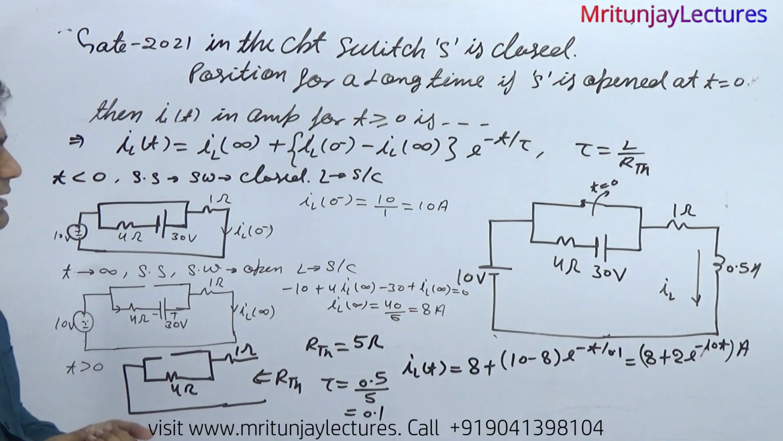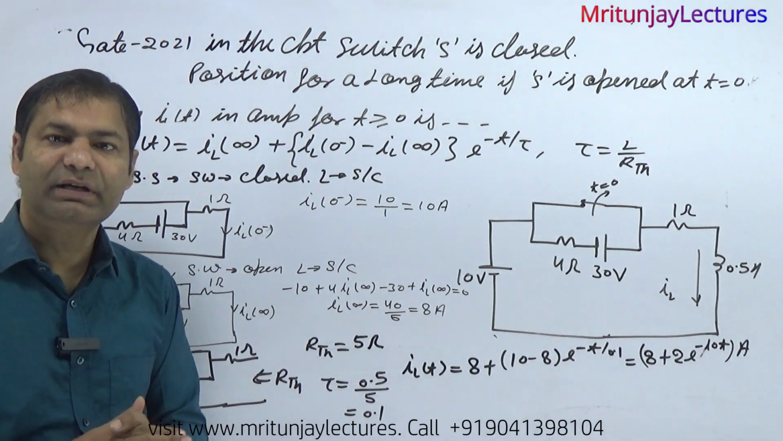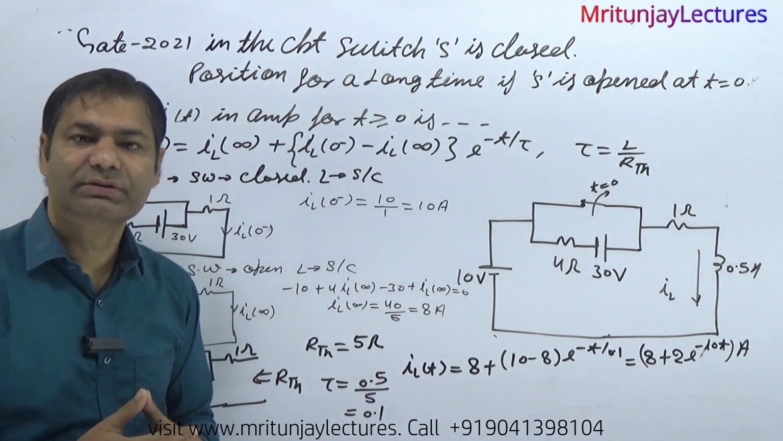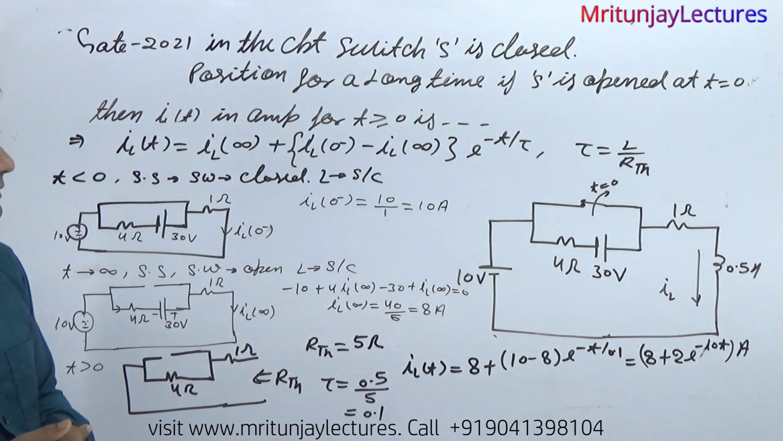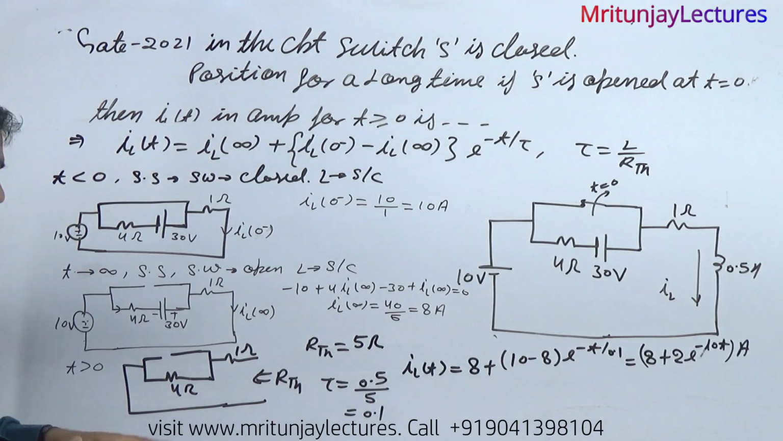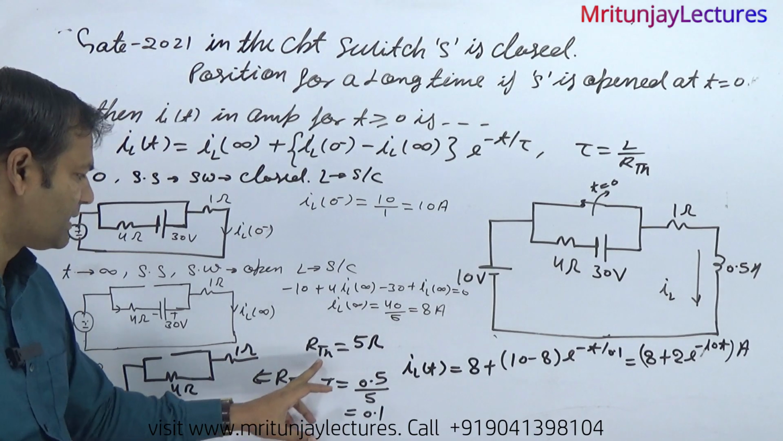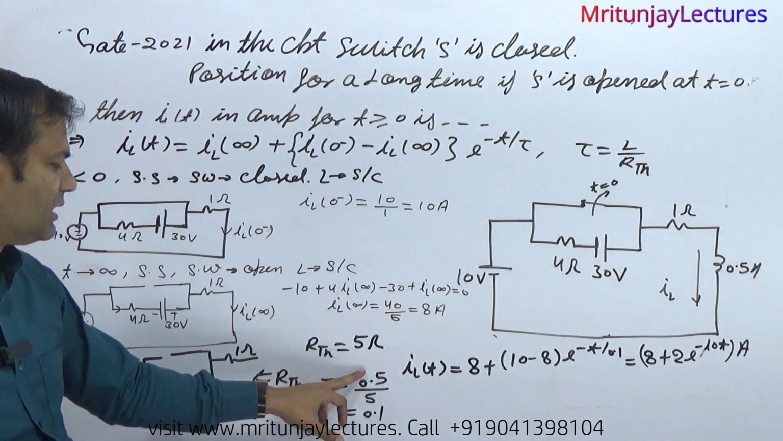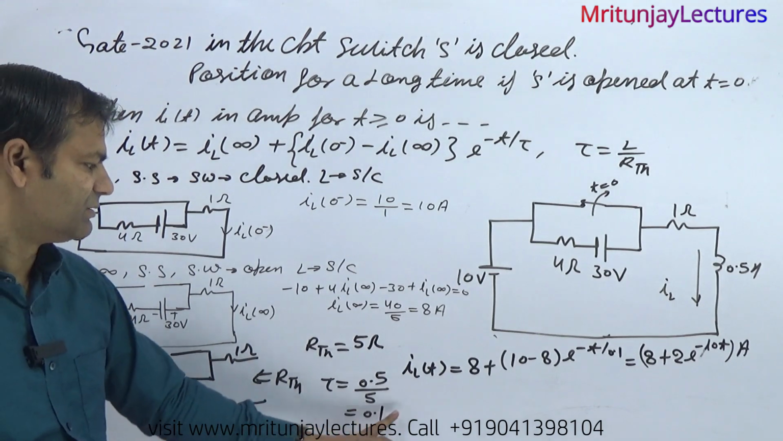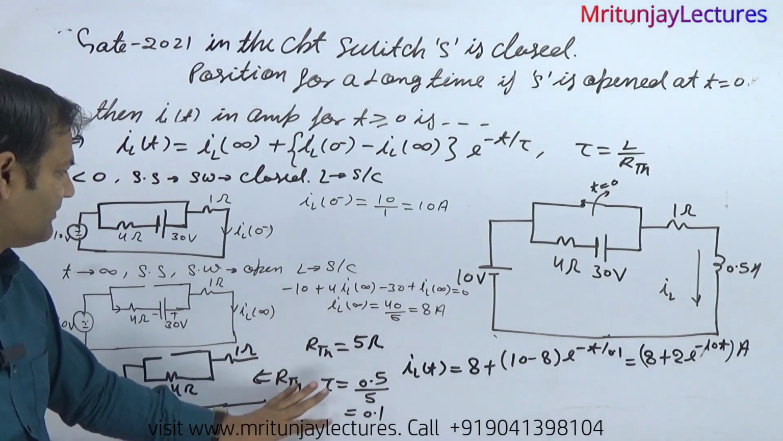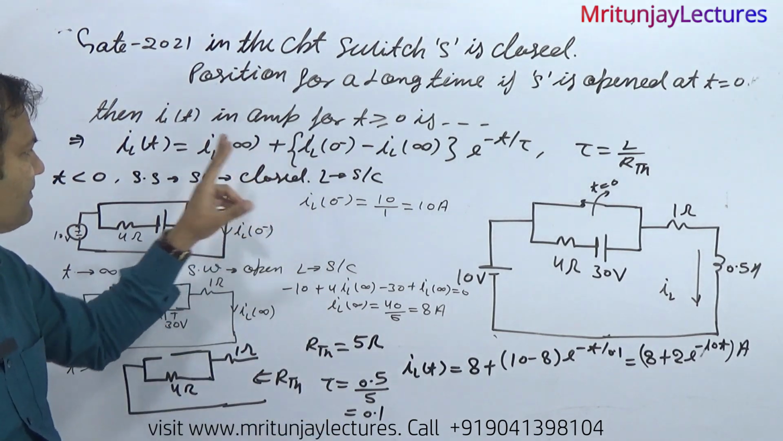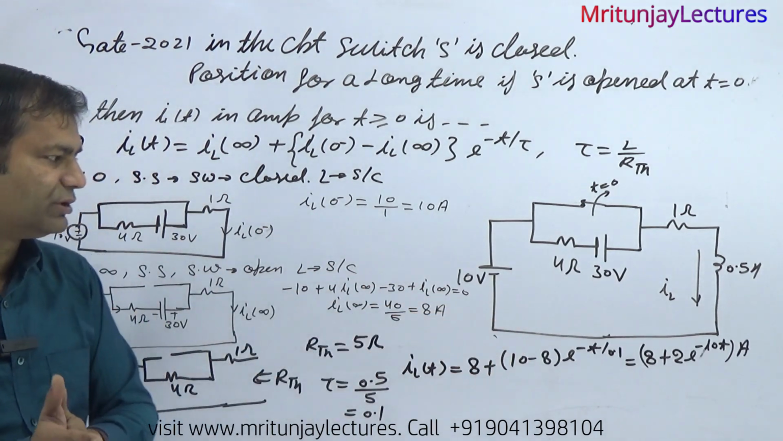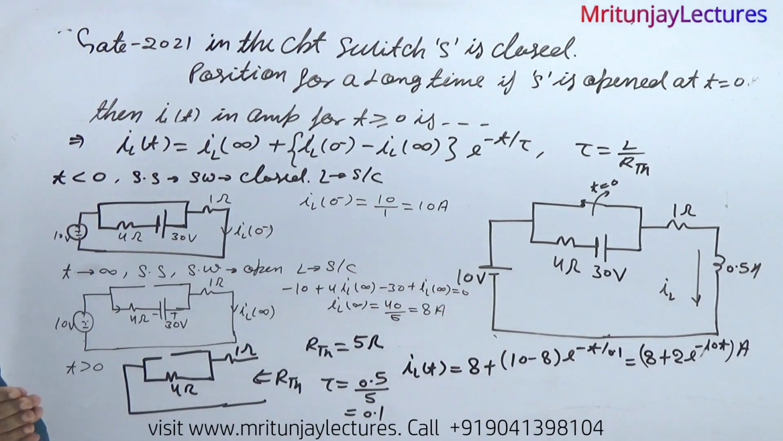After that, the next target is R_TH. To determine R_TH, the independent sources are reduced to 0. Independent voltage sources behave as a short circuit, and if a current source is available, it behaves as an open circuit. So make the circuit and determine R_TH, and then tau is equal to L divided by R_TH. After finding these parameters, put them in this equation and find the answer: 8 plus 2 into e to the power minus 10t ampere. This is the final answer.